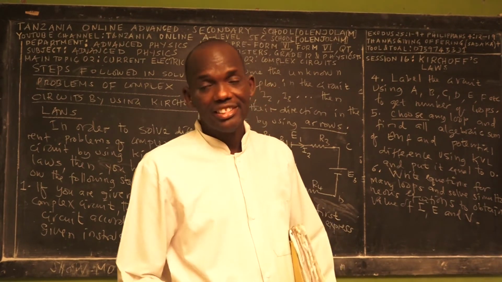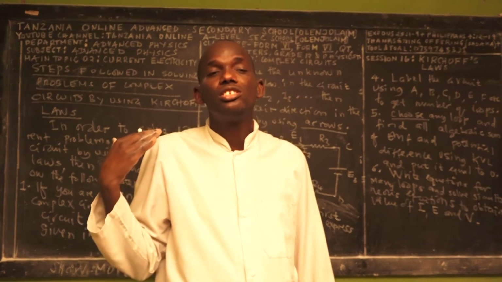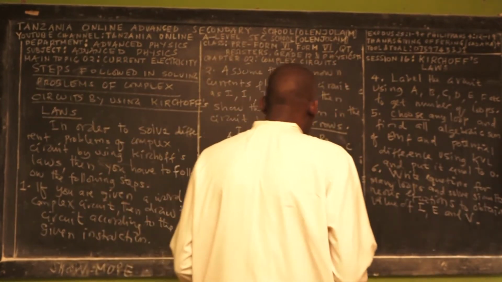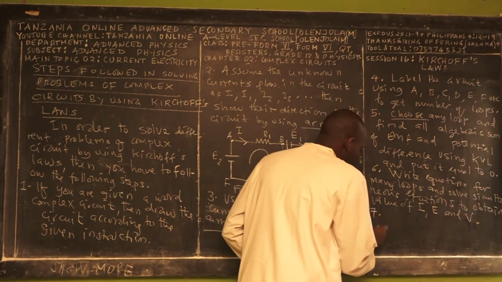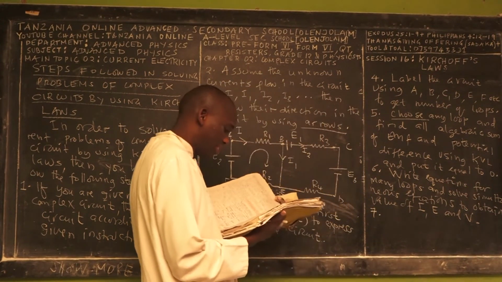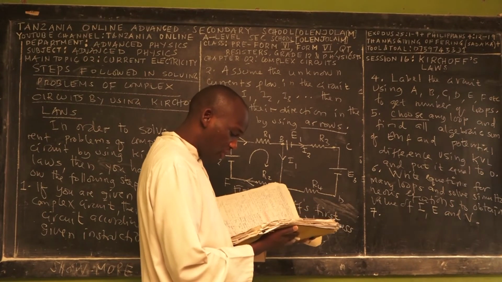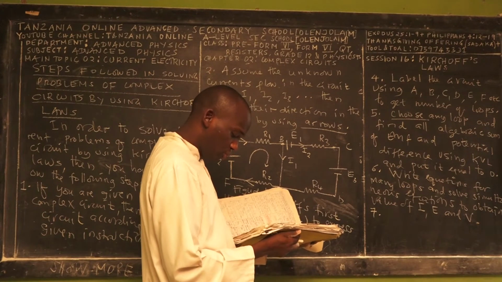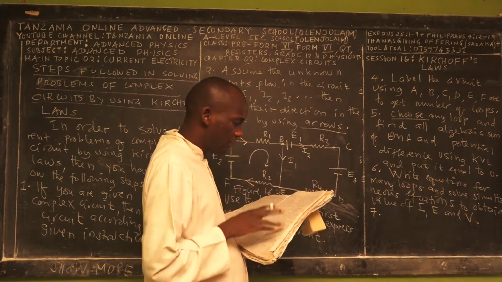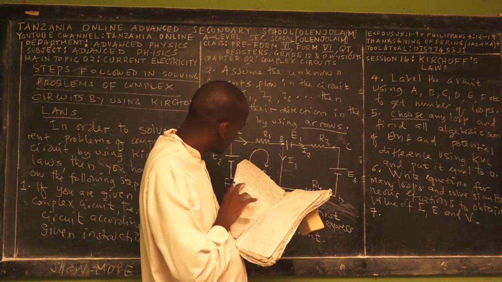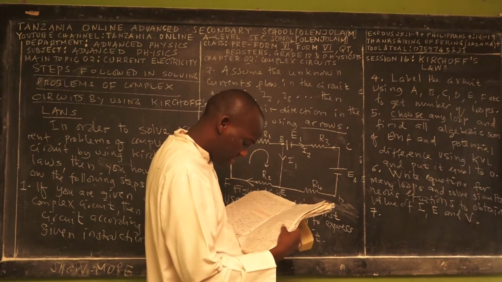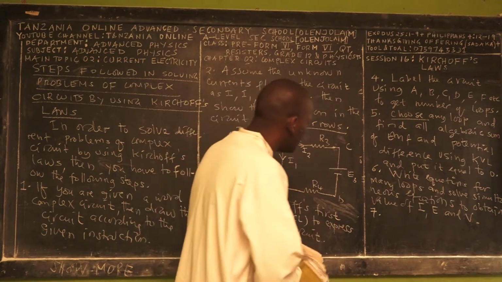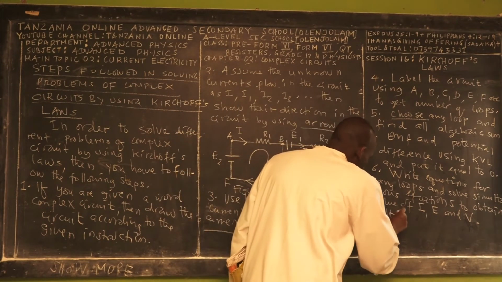Are we together? Is there any question about these steps? Okay. So physics students are saying, no sir. Let's continue. The 7th step: if the wrong sense is selected for I and V, it will be shown by a negative sign.